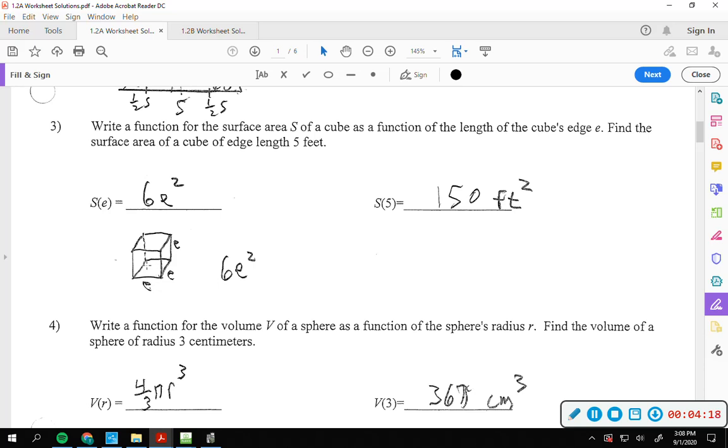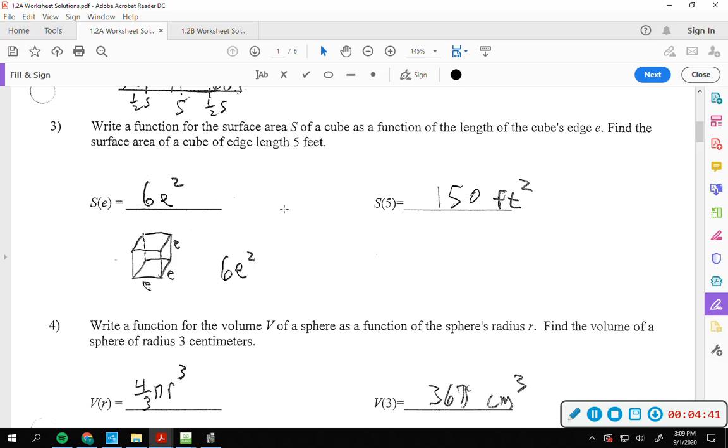The area of the front is E times E, or E squared, but the area of the front is the same as the area of the back, which is the same as the right side, same as the left side, same as the top, same as the bottom. All 6 faces have an area of E squared. So I just multiply that by 6. Some of you maybe have this memorized. That's okay. Then you just write it down.